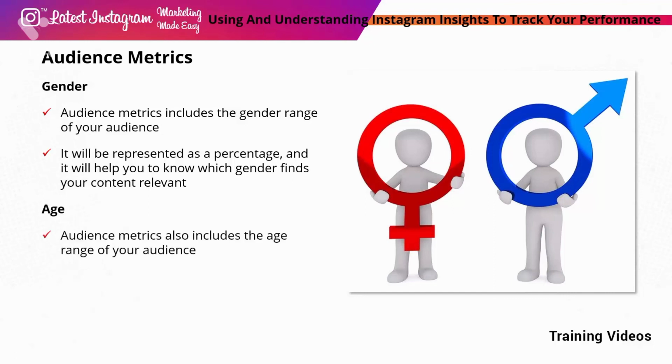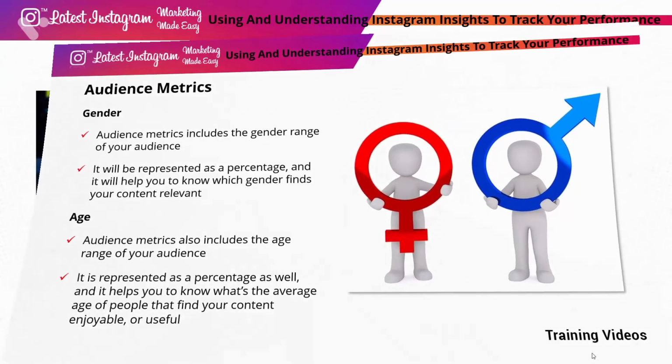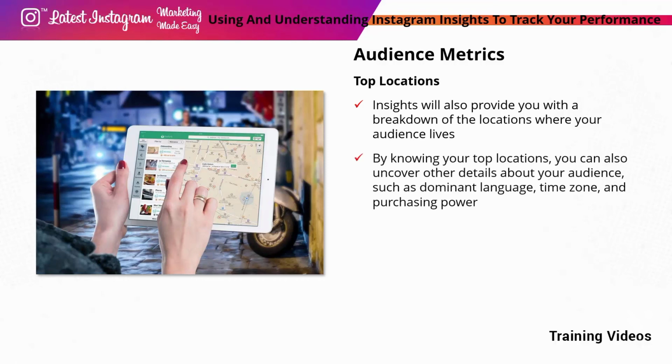Age. Audience metrics also includes the age range of your audience. It is represented as a percentage as well. And it helps to know what's the average age of people that find your content enjoyable or useful. Top locations. Insights will also provide you with a breakdown of the locations where your audience lives. It includes cities and countries from top to bottom. By knowing your top locations, you can also uncover other details about your audience, such as dominant language, time zone, and purchasing power. Active hours.